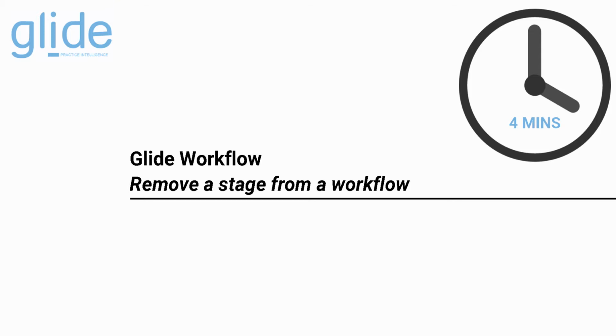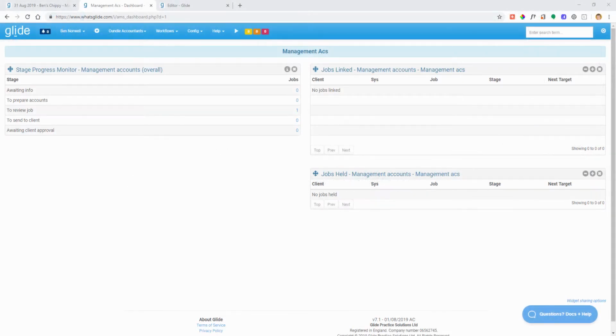Hi, quick video here showing you how to remove a stage from a workflow. The example I have here is my management accounts workflow. Got a dashboard set up here, a few widgets, and you can see my list of stages here. I've decided I don't need the stage to review the job. Instead, we want to go straight from preparation to sending out to the client.